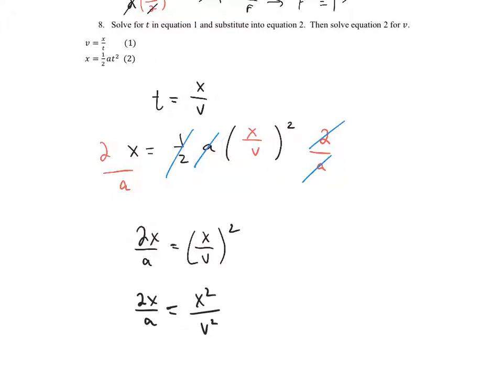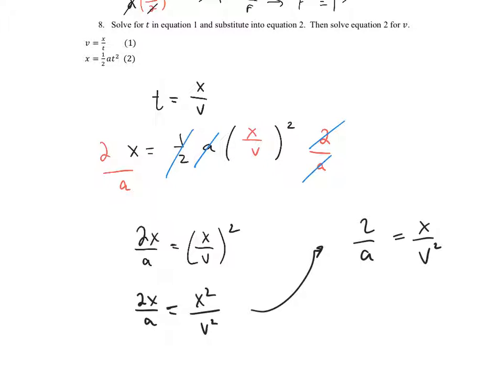If you square root both sides first, you end up with a square root with an x in it, and then you have an x over here, and it just becomes messier. It would still work, but this route is more optimal to take. So this equation reduces to 2 over a equals x over v squared.